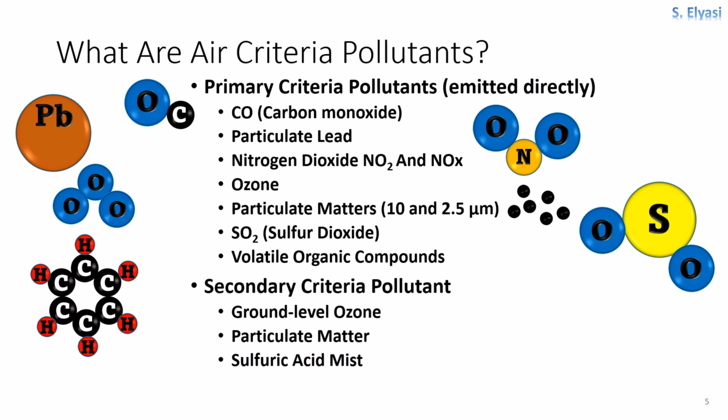Sulfuric acid mist. This secondary pollutant forms when sulfur dioxide reacts with other compounds in the atmosphere. It contributes to the formation of fine particulate matter and can have adverse health effects.